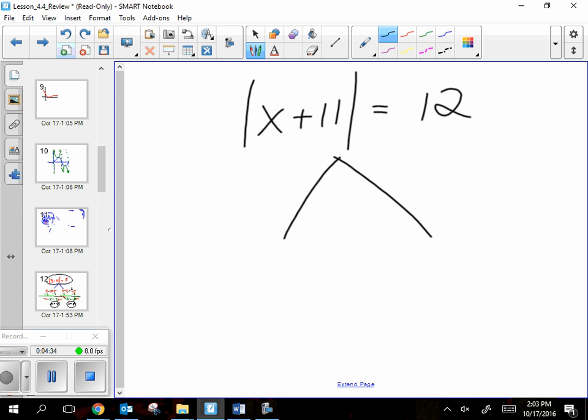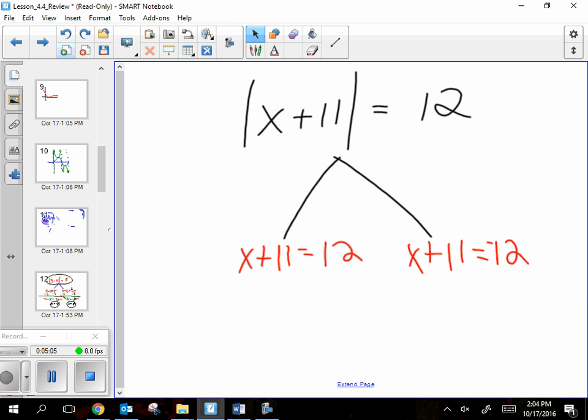It breaks into two equations. They're identical except for one thing. It's x plus 11 equals 12, and x plus 11 equals 12. No, wait, that's identical, right? So it only needs one little difference, so then I put a negative right there. Negative 12. Then from there, easiest equations in the world to solve. Just get rid of the 11 and you'll have them. I'll come around and check you.